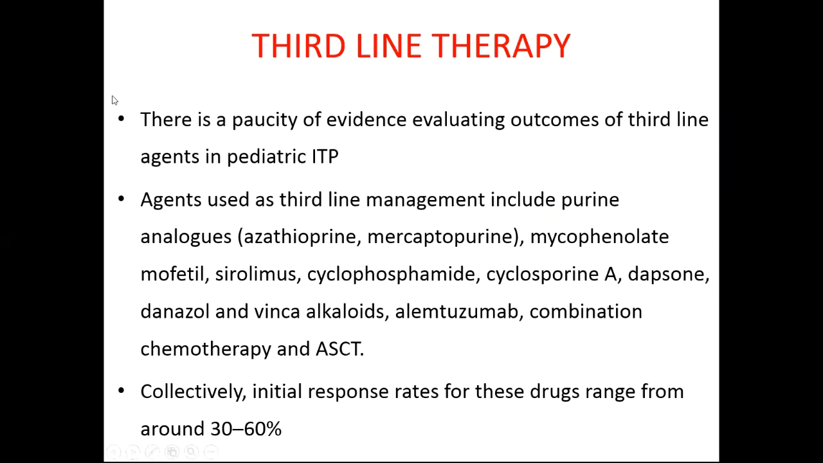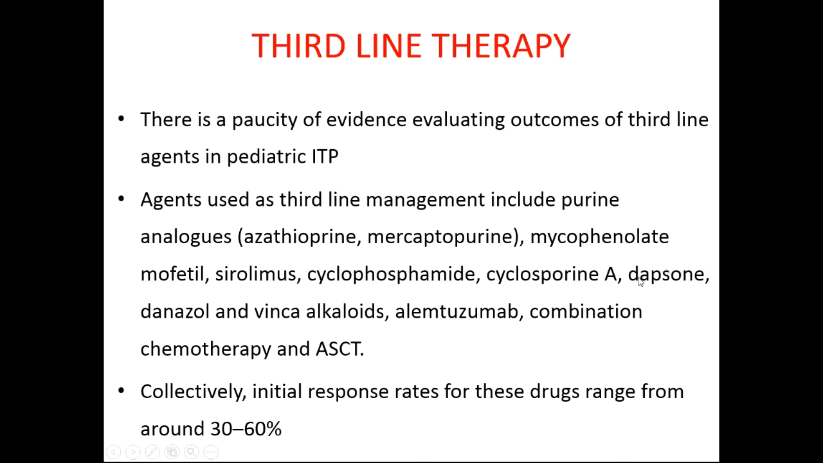A word about third line therapy. There's a paucity of evidence regarding the efficacy and side effects in pediatric patients. The agents commonly used are azathioprine, mercaptopurine, MMF, sirolimus, cyclophosphamide, cyclosporin A, dapsone. Dapsone has been used quite frequently in these patients because drugs like rituximab and TP receptor agonists especially are very costly. So dapsone has been used with quite a good success.